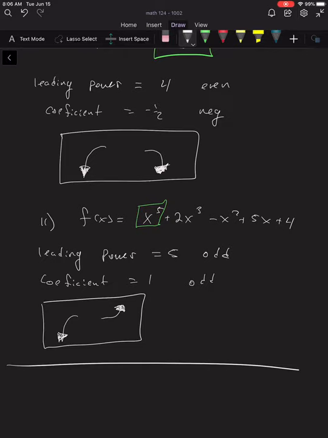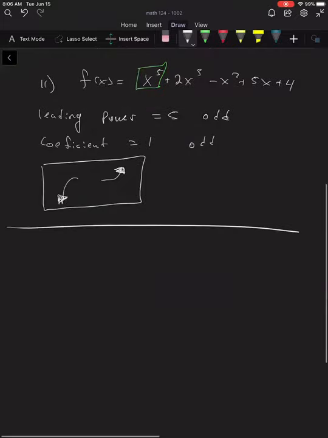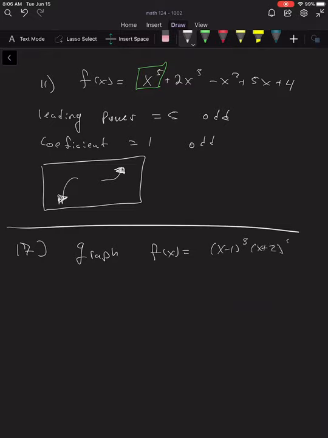How about let's do 17. So what we want to do is graph f of x is equal to x minus 1 cubed, x plus 2 squared. So remember, when we're graphing these, the first thing we always want to do is find the zeros. So let's start with that.